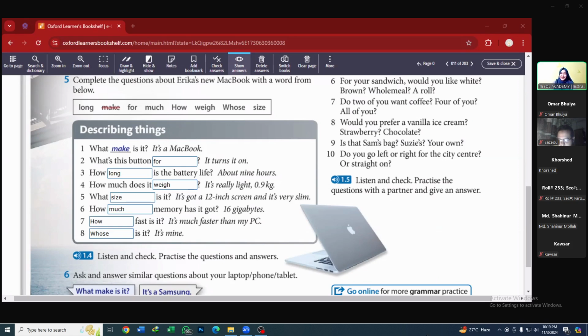Thank you, Mr. Khurshid and Mr. Shahinur. Now, I would like Mr. Farooq to answer these questions from Mr. Sajidul. Mr. Sajidul, ask the questions to Mr. Farooq. Hello.